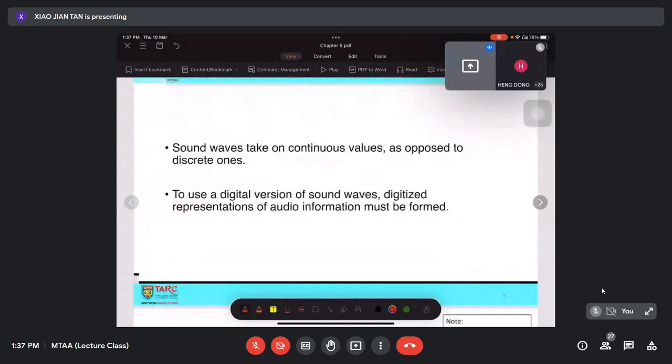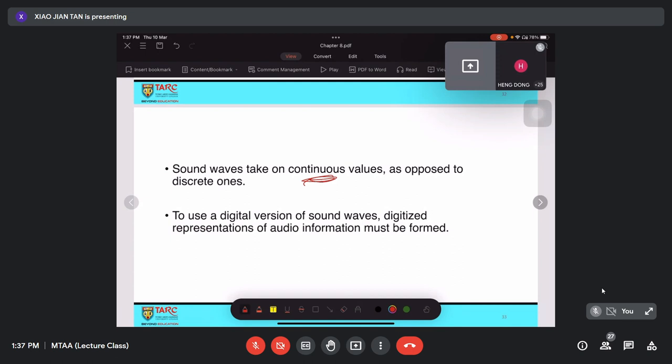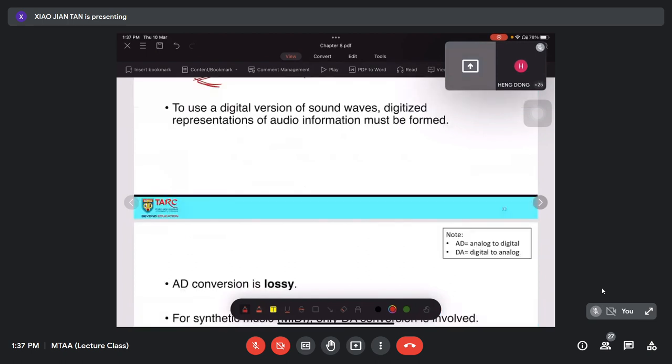So a sound wave takes on a continuous wave. Sound is always analog, so that is why it has a continuous value as opposed to a discrete one. Discrete would be digital, digital is always discrete. To use a digital version of the sound wave, a digitized representation of audio information must be performed.